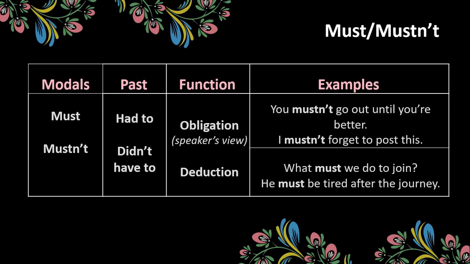Next, we're going to see must versus mustn't. The past form of must is had to, and the past form of mustn't is didn't have to. The function is so easy, so you can use it to express obligation. The obligation comes from the speaker's point of view or perspective. For instance, you mustn't go out until you are better. I mustn't forget to post this.